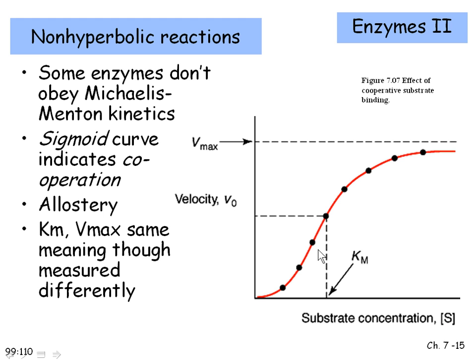The numbers are still going to have a similar meaning. So you can talk about a Vmax, how fast the enzyme goes when it's completely saturated. And you can talk about a Km, the concentration of substrate it takes to half saturate that enzyme. So at the Km, when the concentration of substrate is equal to the Km, about half that enzyme will be occupied. Any questions so far?